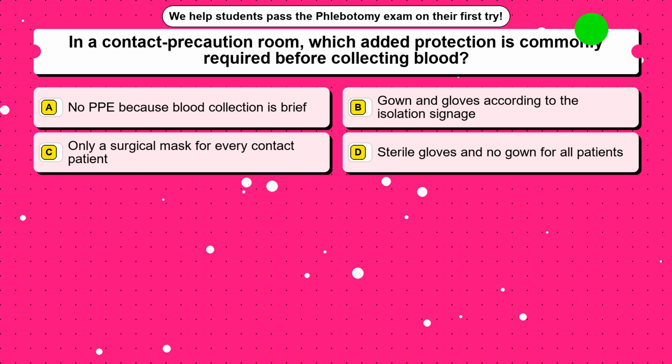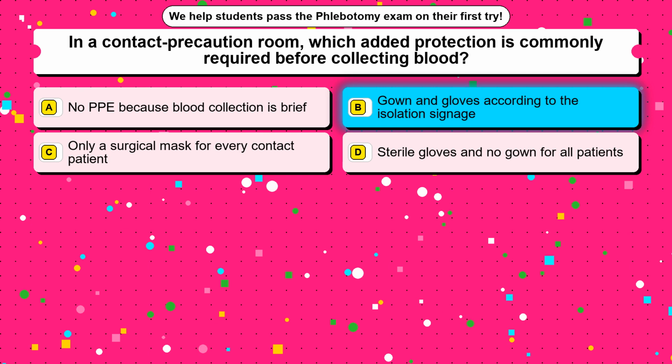Question 14. In a contact precaution room, which added protection is commonly required before collecting blood? Option A. No PPE because blood collection is brief. Option B. Gown and gloves according to the isolation signage. Option C. Only a surgical mask for every contact patient. Option D. Sterile gloves and no gown for all patients.